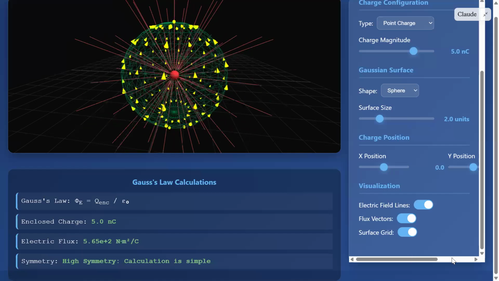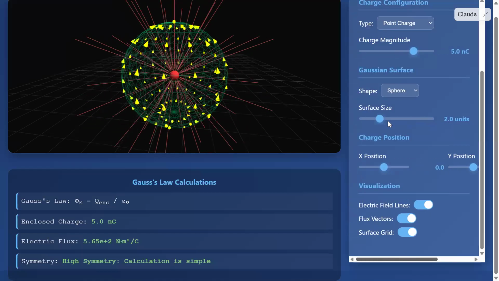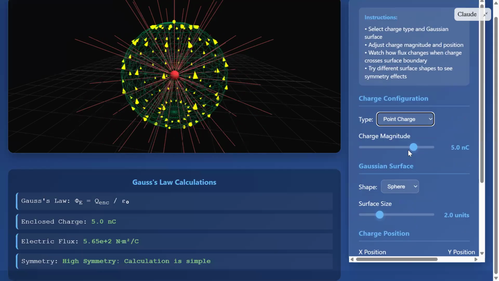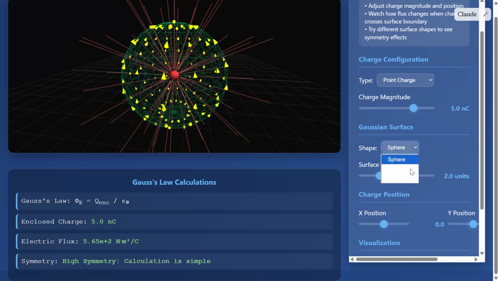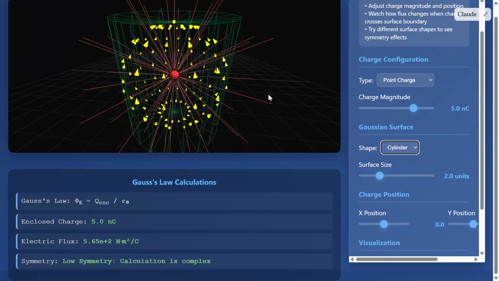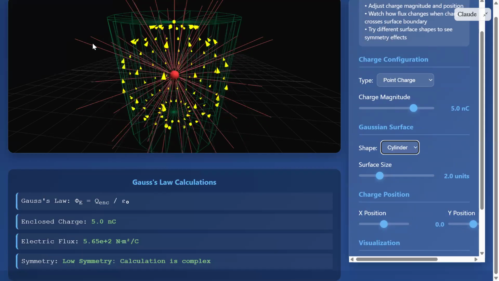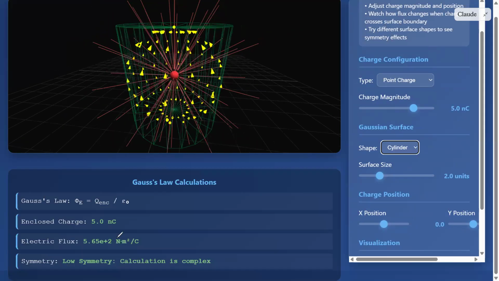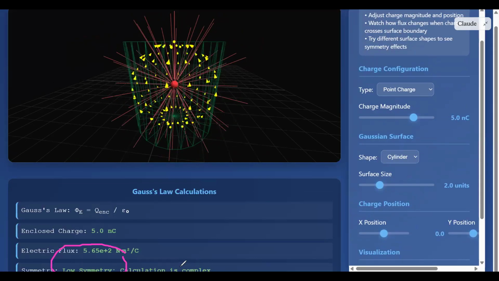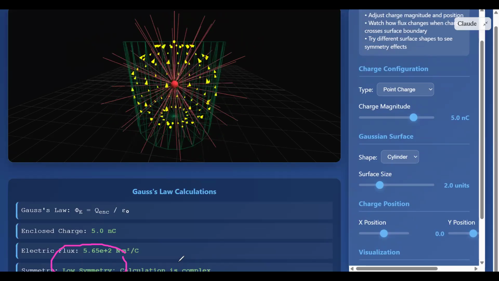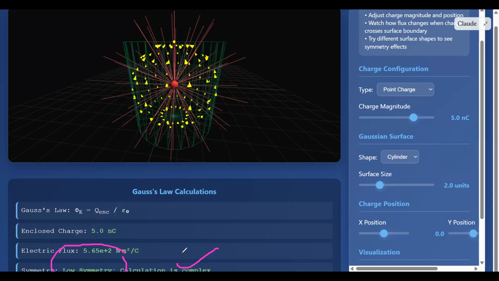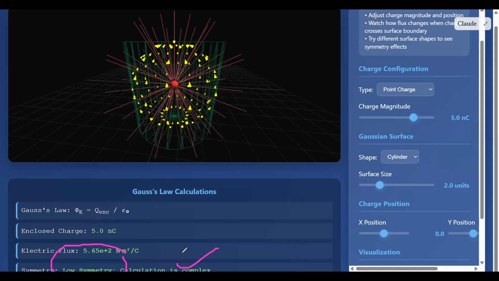So the same positive charge, but now I can choose a different Gaussian surface, for example, a cylinder. Here you can see the cylinder. Now, please look here: low symmetry, the calculation is complex. Then what is the use of our electric field line calculation? Because the calculation is very complex.